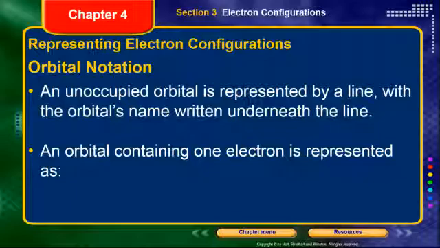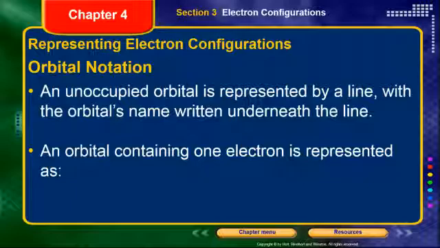We are looking at it from the perspective of arrows. An unoccupied orbital is represented by a line, just like we saw with the cranky guy going through those different rules. He drew a simple line, and he wrote the orbital's name associated with that line: 1s, 2s, 2p, 3s, 3p, and on and on.